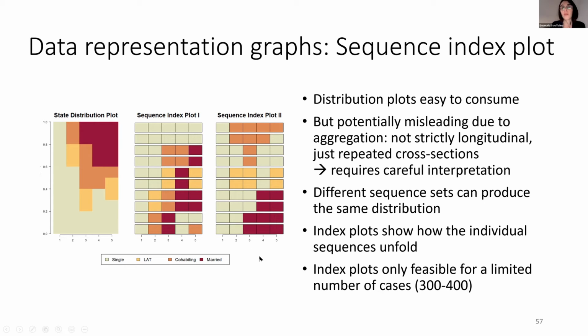Why is this important? Because for arguing something about what the process looks like for individuals, we really need to focus on the index plot instead of the state distribution plot. For example, here, let's look at sequence index plot 1. If we want to interpret generally what happens here, we can probably argue that in most cases, people move from singleness to either being in a cohabitation or marriage. But if we look at sequence index plot 2, which leads to the same distribution plot, we might have to say that actually most individuals remain in either single or LAT at the end of the process. But this is something we might have confused just looking at the state distribution. So what we recommend is to combine information from different kinds of plots.